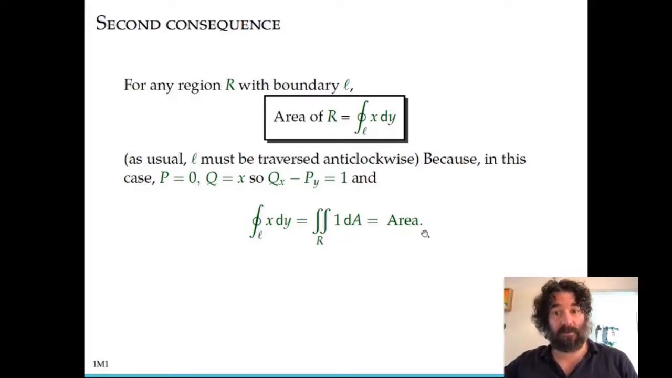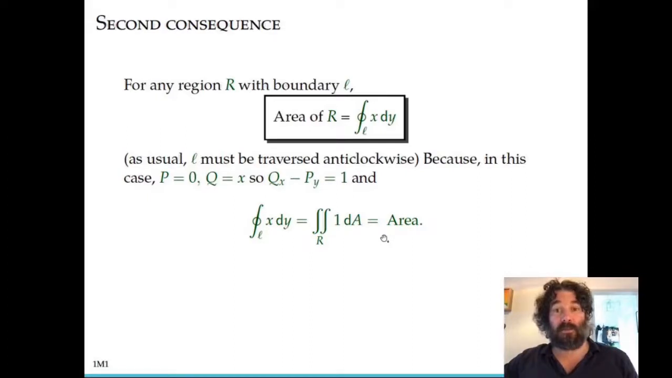So this line integral is equal to the double integral over R of 1, which is just equal to the area of R. It would be the volume of the cuboid, or maybe not cuboid if R isn't a rectangle, but the volume of a block with height 1 above the region R, which is equal to the area of R.